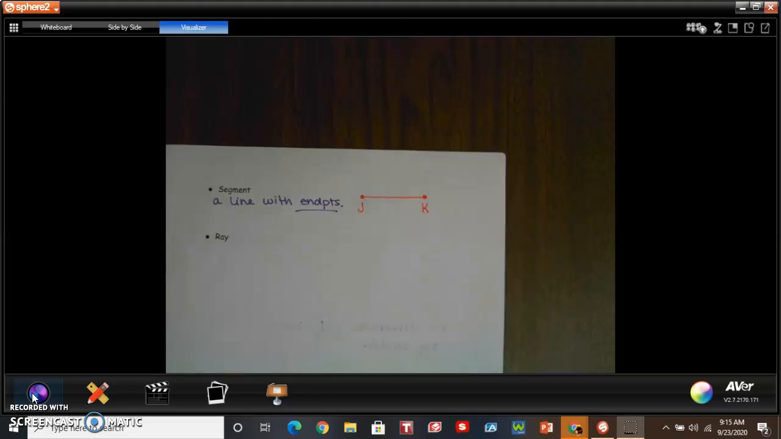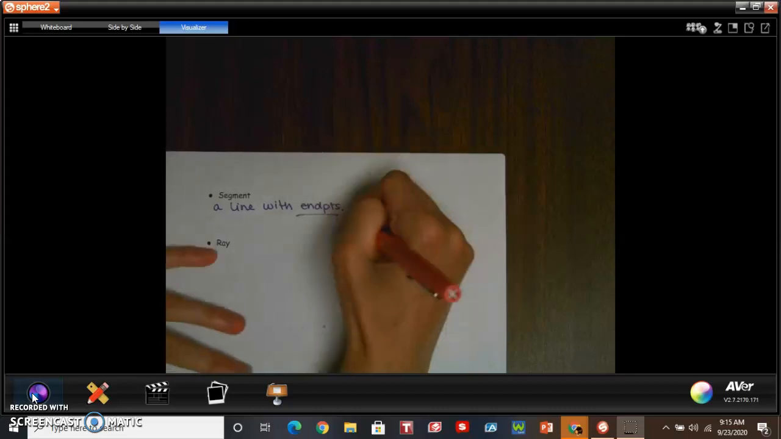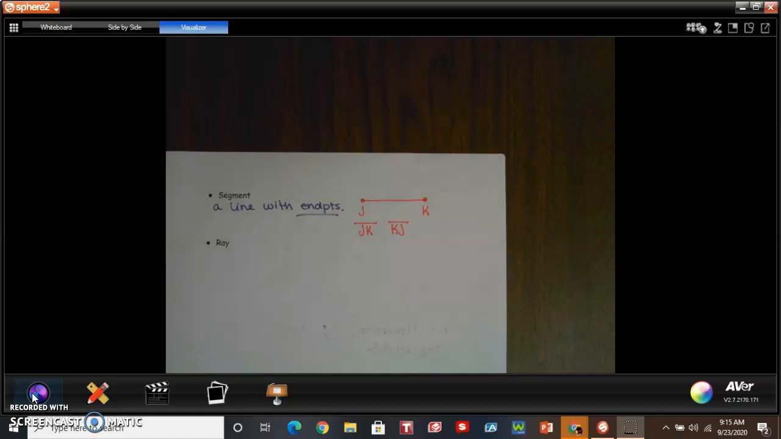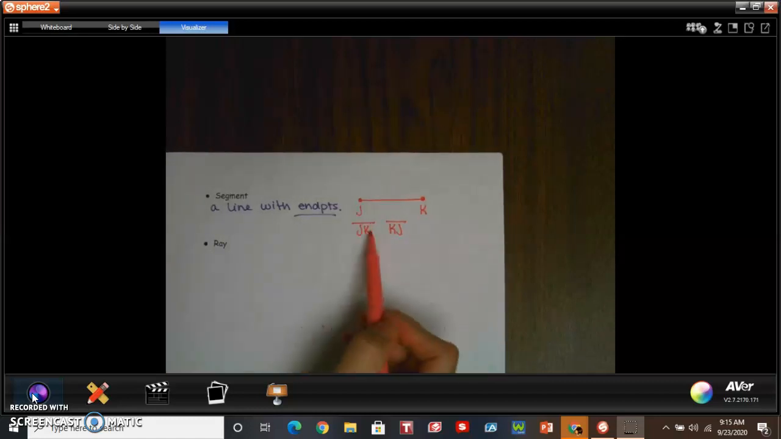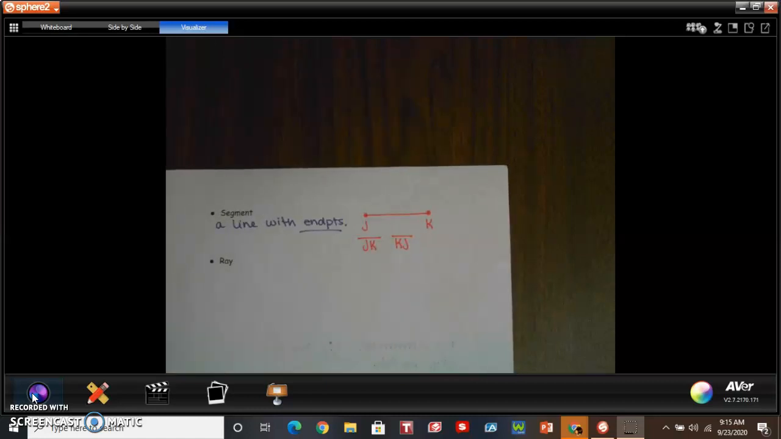And whenever you name a segment, it can only be named by its actual endpoints. So even if there were other points on this segment, the ones that are on the very ends are the names. So this could be segment JK or segment KJ. Now, do you see the difference in what I put above them for the names? This doesn't have arrows like the other one because this represents segment, while this represents line.